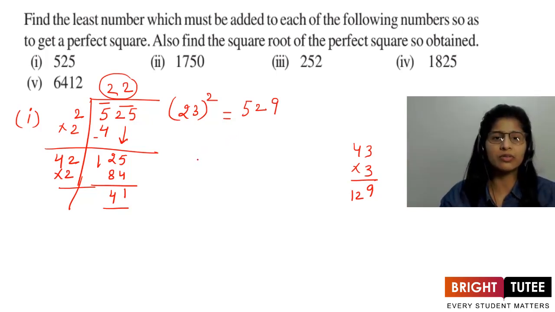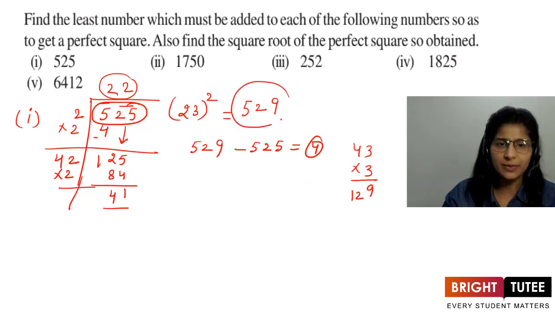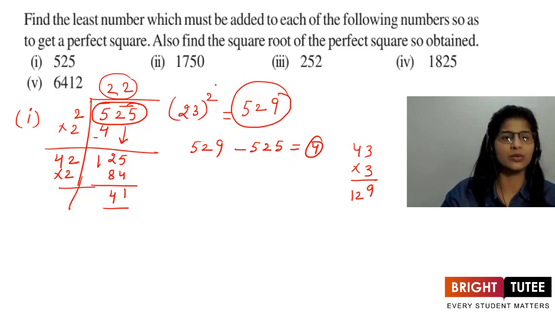Now what we will do, from 529 subtract this one. Okay, 525, what we get? 4. That means in 525 what should be added so that it becomes a perfect square? 4 should be added, right? So the answer is that 4 should be added. What is the least number that should be added?